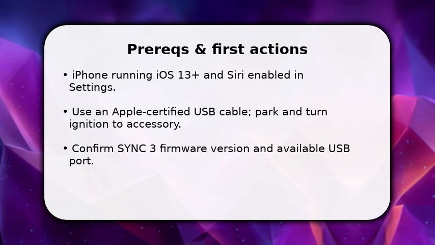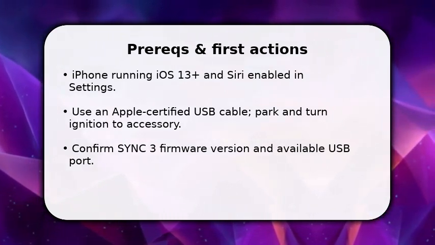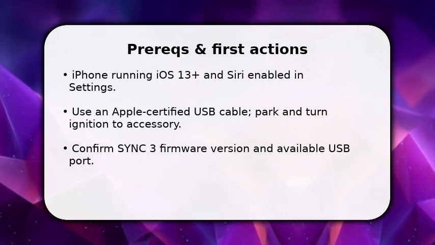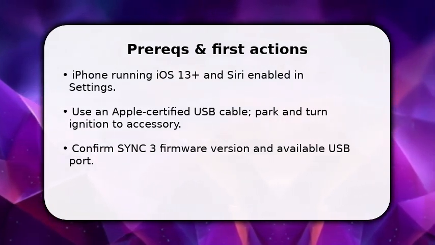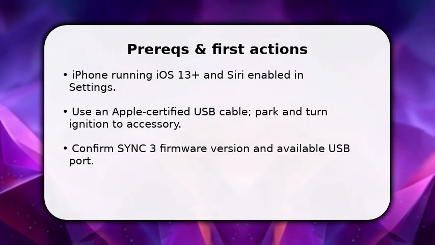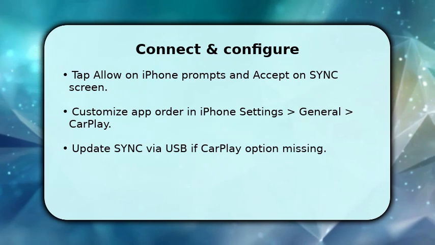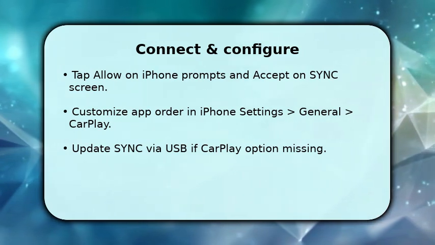On the Sync screen, tap the smartphone or CarPlay icon when it appears. This initiates the wired CarPlay handshake. Make sure you allow connection prompts on the phone because that permission completes the link. Once the basic handshake happens, you must accept prompts on both devices. Tap Allow on the iPhone and Accept on Sync 3.